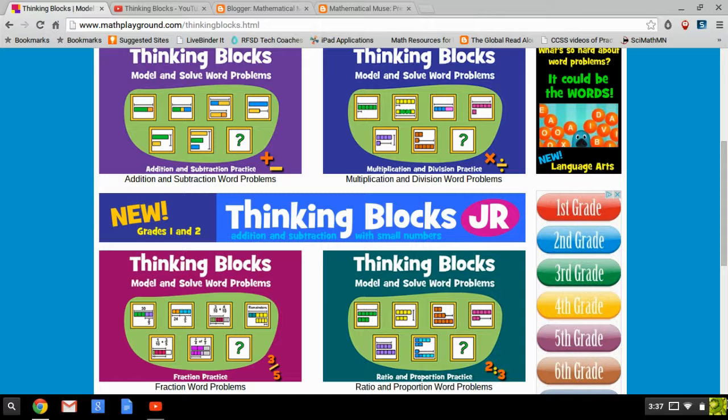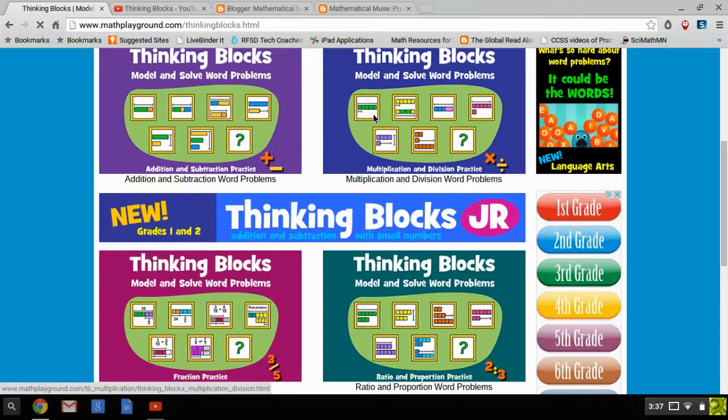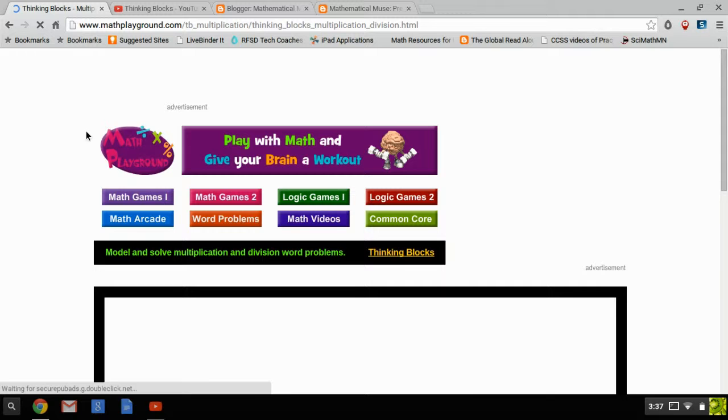word problems. They recently added the Thinking Blocks Junior, which is adding and subtracting with smaller numbers, but there's still quite a bit of reading involved for the word problems. So if you are using it in the younger grades, it would probably need to be with students who are good readers, or at least on-level readers for second grade, because they'll have to really comprehend what the problem's asking them in order to create their models. But I'll walk you through a multiplication and division example so you can see how the site works.